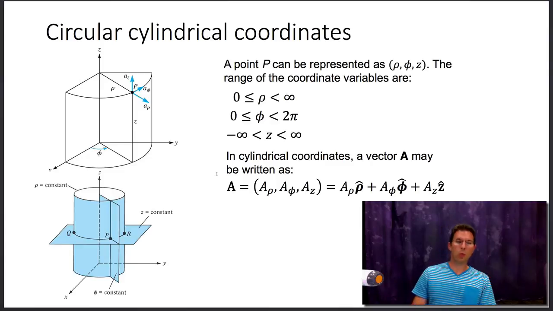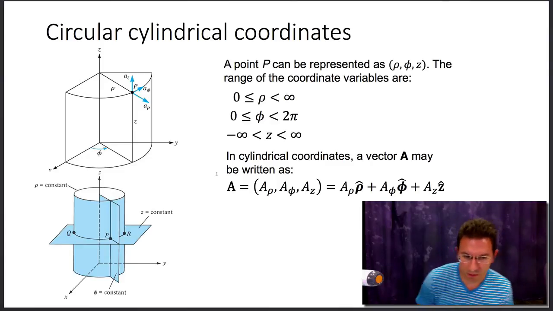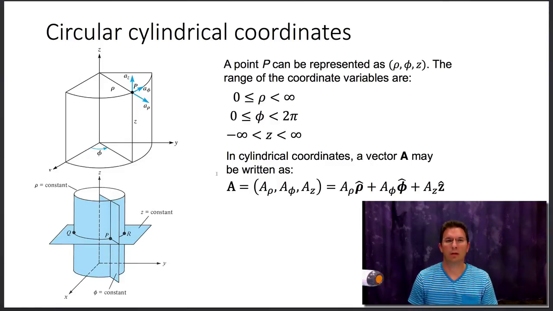Now, there is one very important difference between, well, several. One of the important differences between cylindrical coordinates and Cartesian coordinates is that in cylindrical coordinates, these little unit vectors here, if you notice, the rho hat vector, a sub rho here, and the phi hat vector, a sub phi here, the direction in which those little vectors point depends on where you are in space.